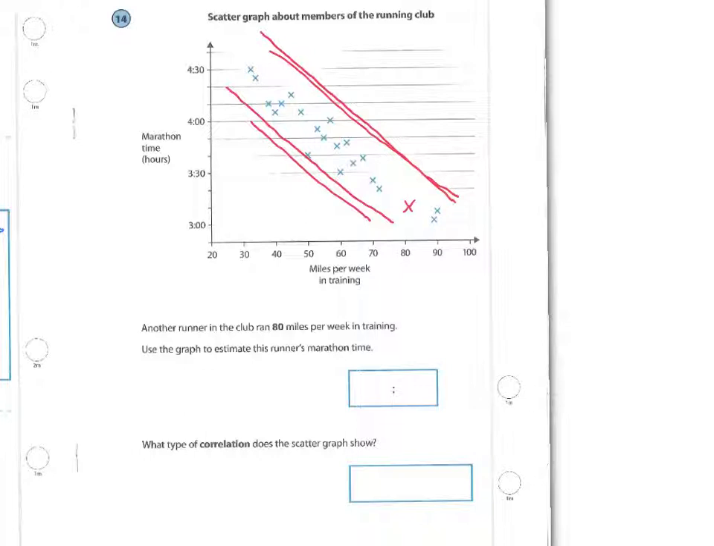So I rub out my second cross. That's where I would have gone for as my marathon runner's time. If I read across, it's going to be roughly there, which would be 3 hours 10 minutes. Now the second question is, what type of correlation does this scatter graph show? When the crosses go downhill from left to right, this is called a negative correlation.